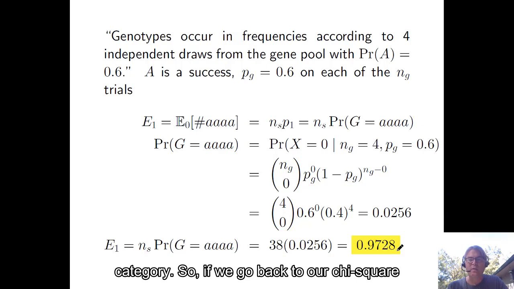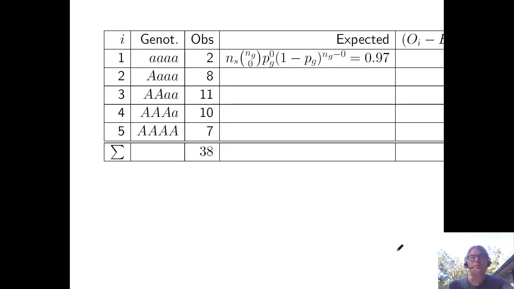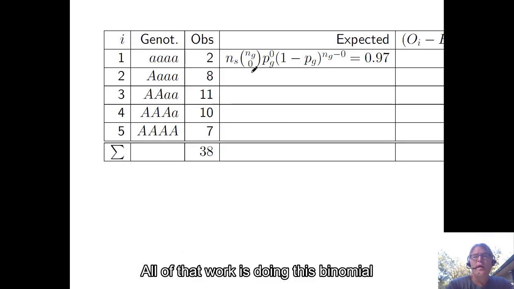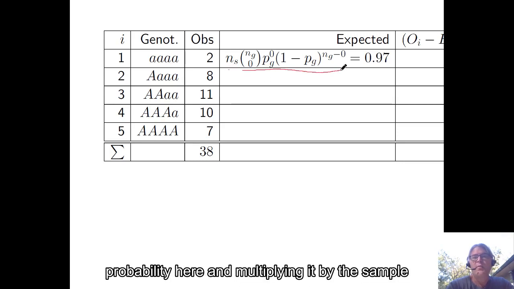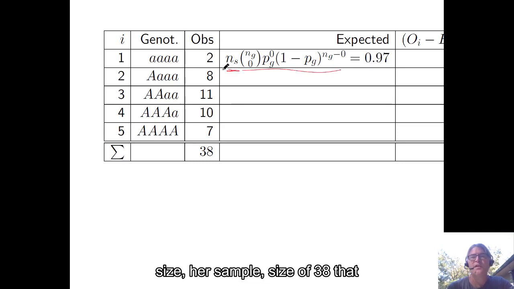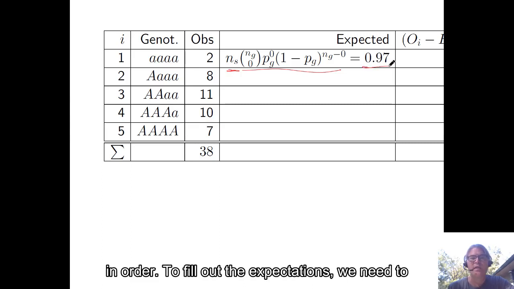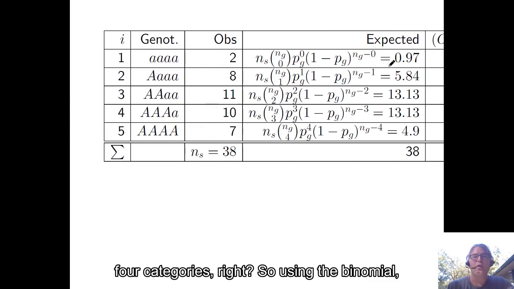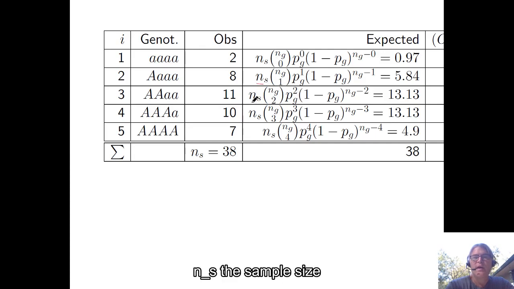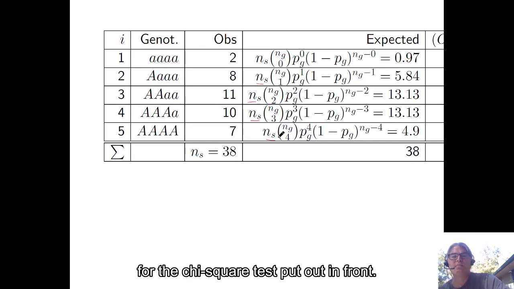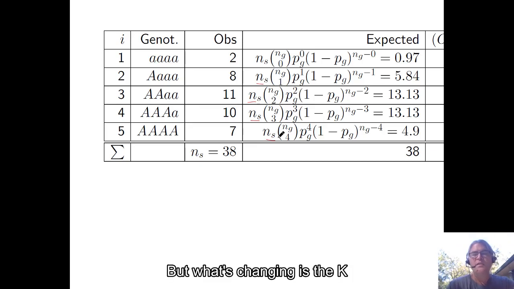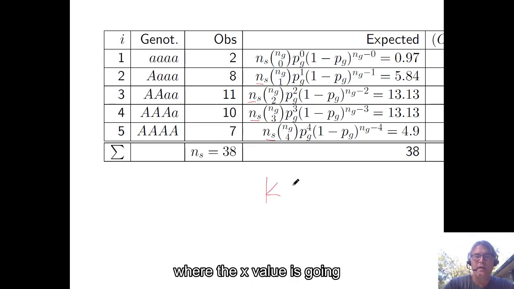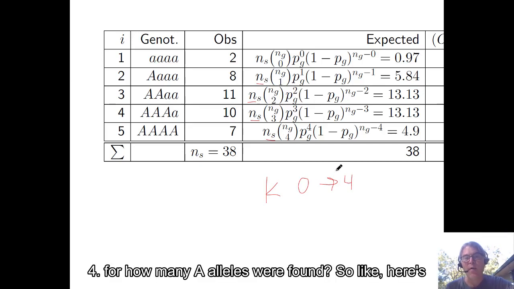So if we go back to our chi-square table, all of that work is doing this binomial probability here and multiplying it by her sample size of 38, that gave us 0.97. In order to fill out the expectations, we'd need to do that for the other 4 categories, right? So using the binomial here, the only thing that's changing, they all have the n sub s, the sample size for the chi-square test, out in front, but what's changing is the k, or the x value, going from 0 up to 4 for how many big A alleles were found.